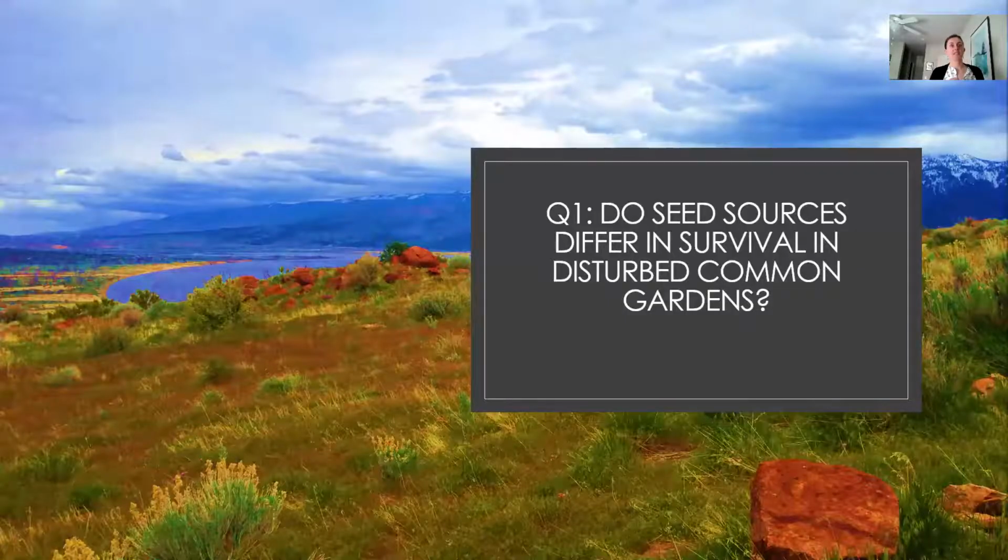So with all these data collected, we were able to answer our first question, which was asking, were there differences in who survived in the common gardens based on where the seeds were collected?